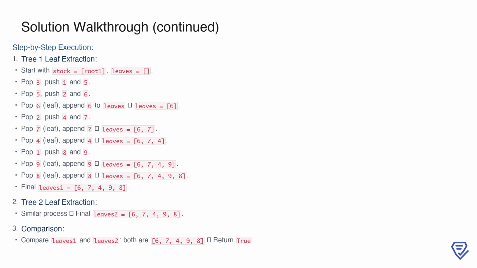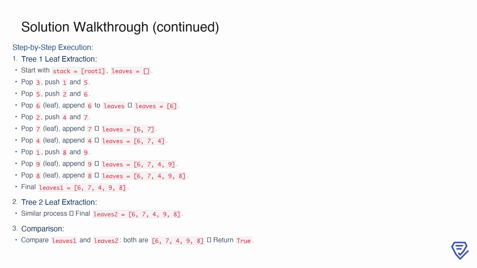Now, let's extract the leaf sequences from these trees step by step. Starting with tree 1, we initialize a stack with the root node, 3, and an empty list for leaves. Popping 3 from the stack, we push its children 1 and 5. Next, we pop 5, pushing its children 2 and 6. Since 6 is a leaf node, we append it to the leaves list, making it 6.